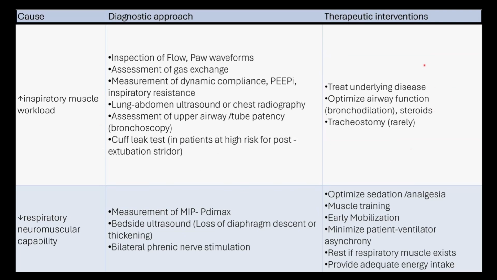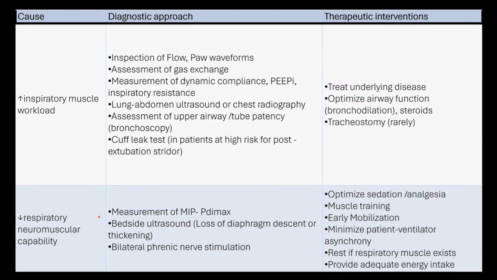And as for interventions if they have increased muscle workload: treating the underlying disease and optimizing airway function by means of bronchodilation and steroid use. Tracheostomy can help reduce the workload as well because you bypass the upper airway area. If they have reduced neuromuscular capability, this is slightly more difficult to assess. We don't routinely look at this.